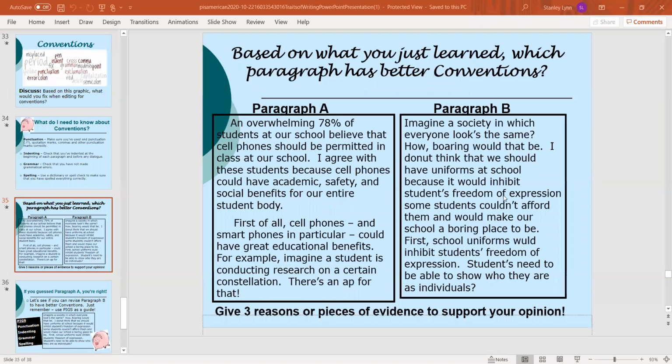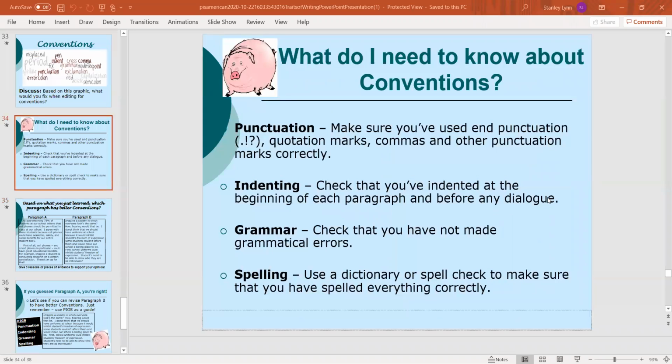Make sure that you have not made any grammatical errors. You don't want to use slang language. Remember, an essay is formal writing, especially when you turn it in to a teacher for a grade, okay?